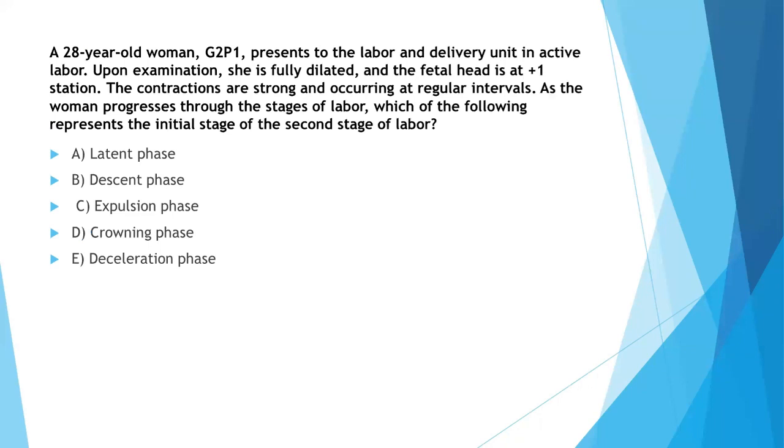A 28-year-old woman, G2P1, presents to the labor and delivery unit in active labor. Upon examination, she is fully dilated and the fetal head is at +1 station. The contractions are strong and occurring at regular intervals. As the woman progresses through the stages of labor, which of the following represents the initial stage of the second stage of labor? Latent phase, descent phase, expulsion phase, crowning phase, or deceleration phase.